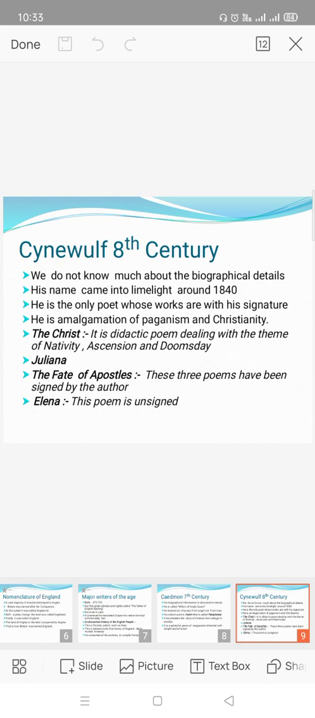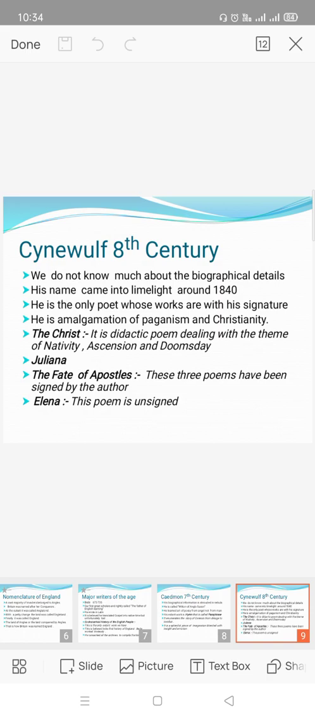The next writer is Cynewulf, or some people pronounce it Cynewulf, but the common and prevalent pronunciation is Cynewulf, and the time period is the 8th century. Much is not known about him or his biography, but his name came into limelight around 1840 when his works were translated by the scholars, and the works were recovered from different sources.